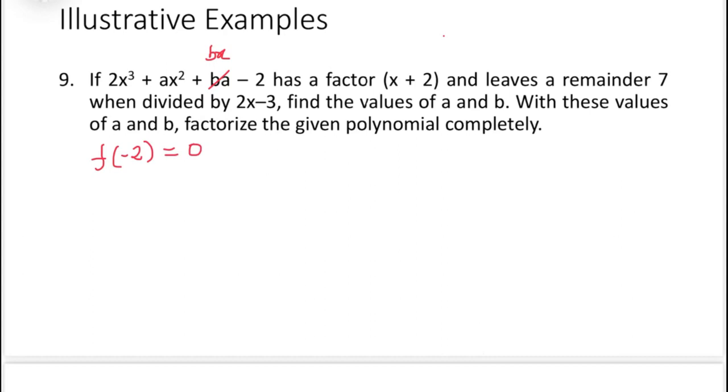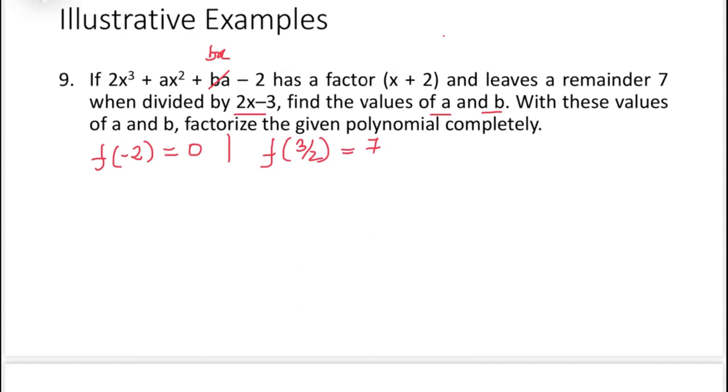So we'll write it like that, and it leaves the remainder of 7 when divided by 2x − 3. So when this polynomial is divided by 2x − 3, then the remainder is what? When a polynomial is divided by ax + b, the remainder would be f(−b/a), so minus of minus 3 by 2, or f(3/2), would be the remainder, and that is given as 7. So we are given these two equations, f(−2) equal to 0 and f(3/2) equal to 7. With these values we have to find the values of a and b, so we'll get two equations, so we can find the value of a and b using these two equations.